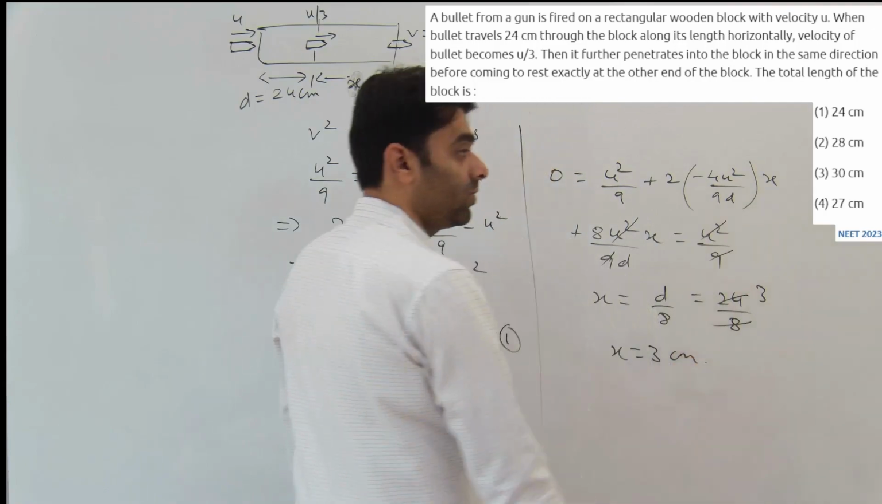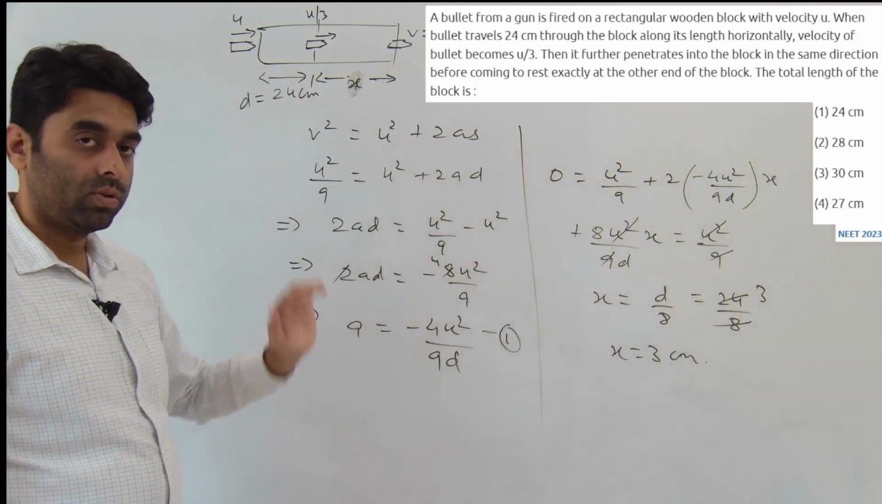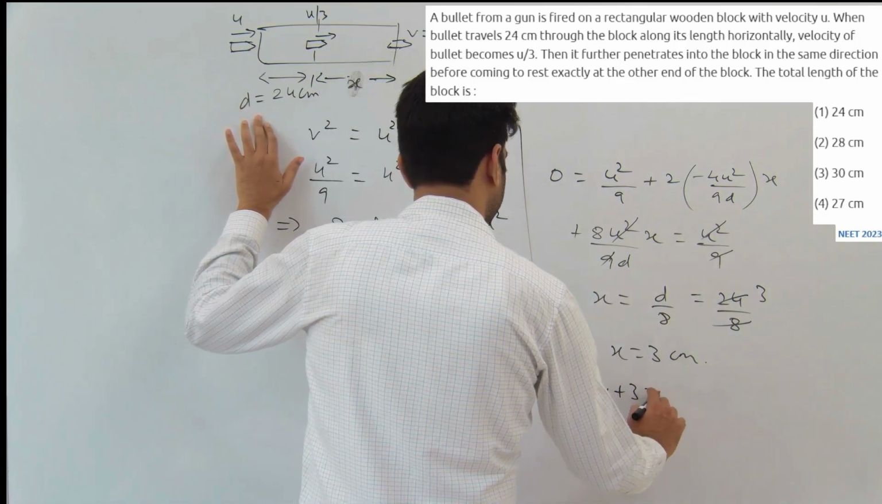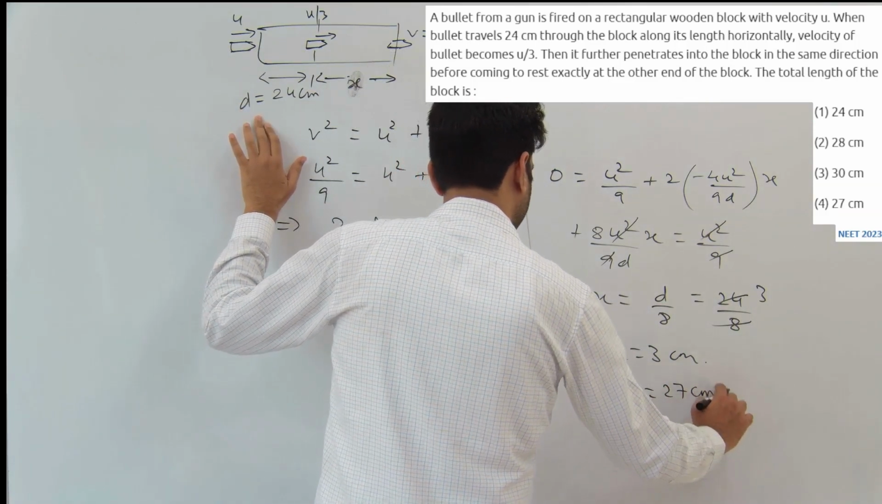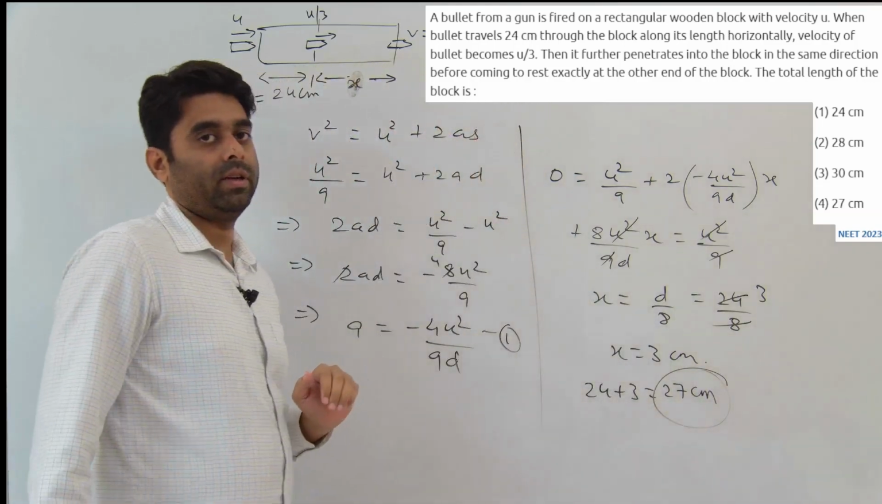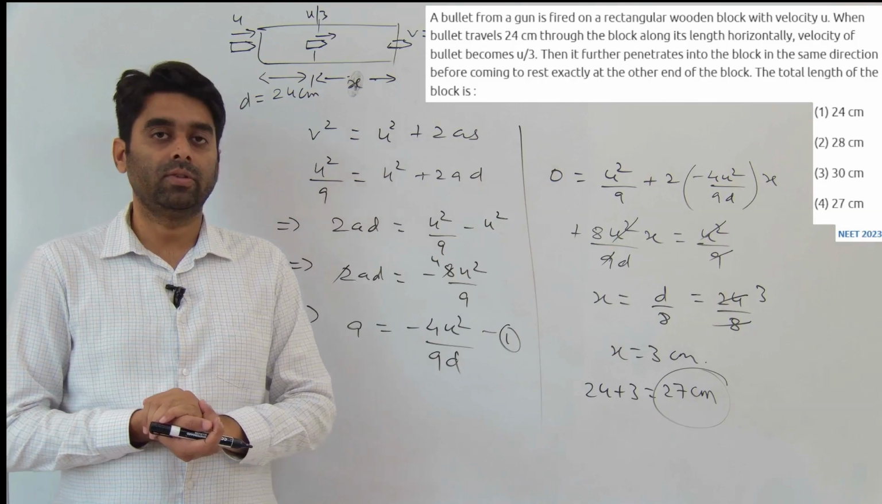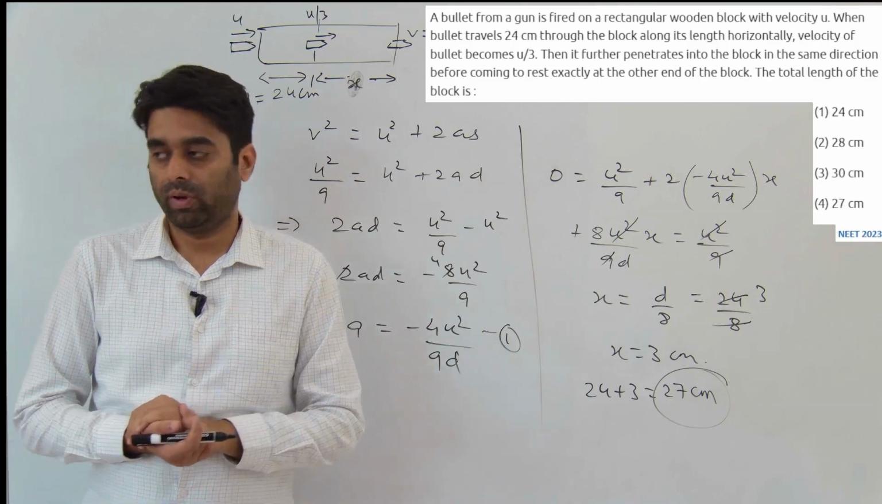They are asking us the total length. So total length will be your 24 plus 3, that is your 27 centimeter. 27 centimeter is our answer. Which option? Option number 4, last option. 27 centimeter is the total length, right? Let's look at the next question.